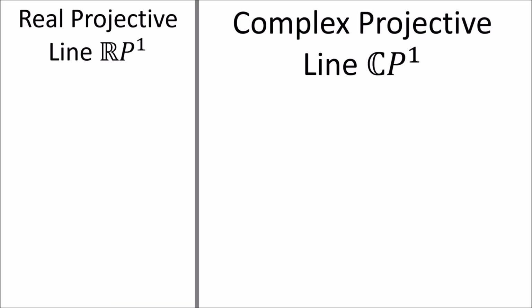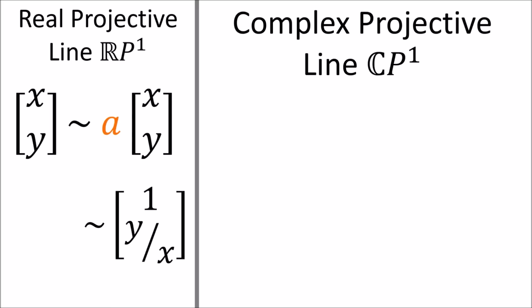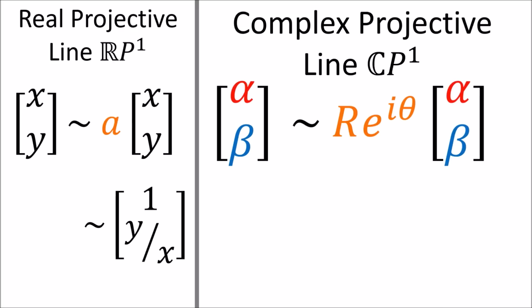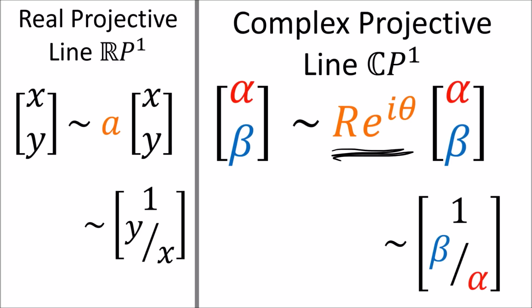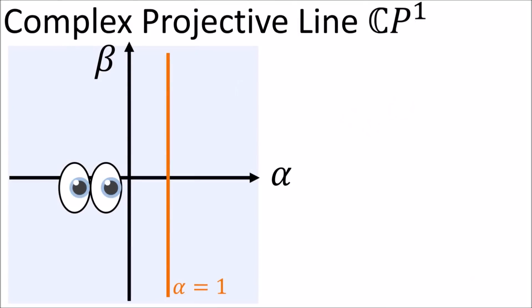But let's get back to spinors and consider the complex projective line. The complex projective line is very similar to the real projective line, except instead of dealing with a pair of real numbers that are unchanged by real number scaling, we deal with a pair of complex numbers that are unchanged by complex number scaling. Unfortunately, it's basically impossible to visualize a space of 2 complex numbers, because this would involve 4 real dimensions. But the mathematical reasoning works the same as the real projective line.